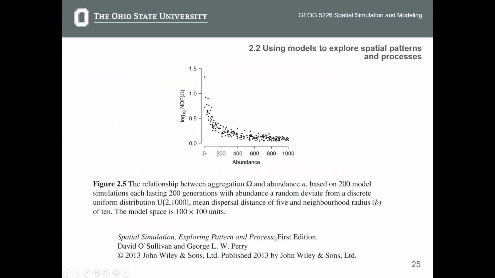Okay, here comes the output of this paper. So the relationship between aggregation, omega or NDF, right, and abundance N. You can consider abundance as population. Okay, here is the scatter plot.